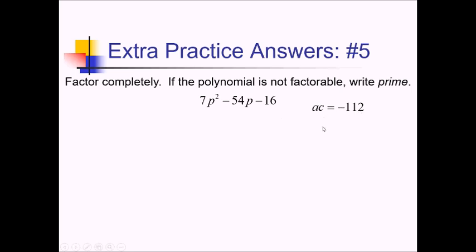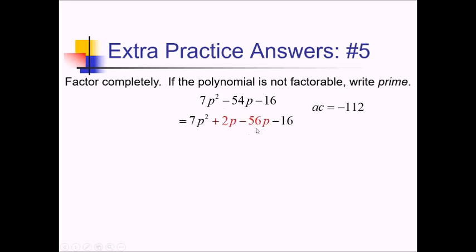All right, so let's see, 1 and 112, not going to get 54 out of that. And I might need to use the calculator in a minute, but I at least know 2 times something gives me 112, right? 2 times 56, well, positive 2 and negative 56 would add up to negative 54. So I actually kind of struck gold early on here. I can rewrite this as plus 2p minus 56p in the middle.